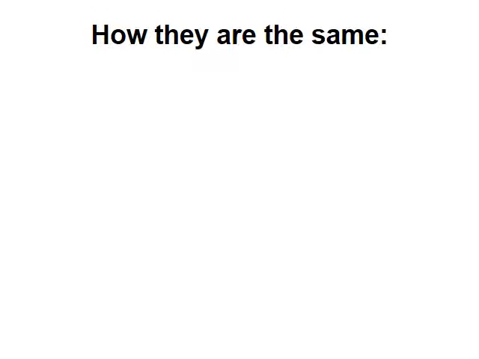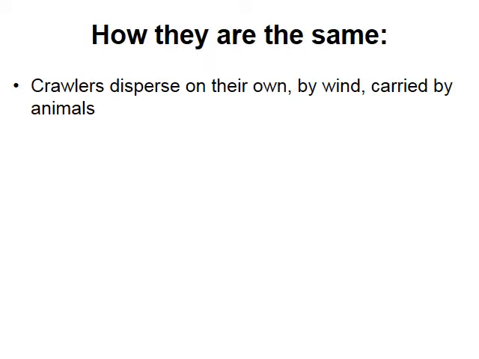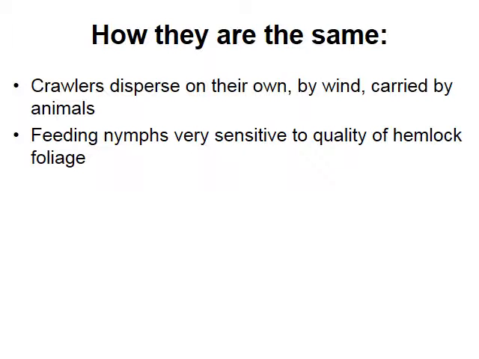There are some ways that these two species are the same, however. Both species have a first instar nymph that is a crawler stage that can actually crawl around, and for both of them that is their dispersal phase where they can actually go to a new location. They can crawl around on their own within a branch, probably not very far. They're very tiny. They can't travel very far on their own, but they can also be carried by wind or by animals, especially things like birds or small mammals like squirrels. So they both do that, both species.